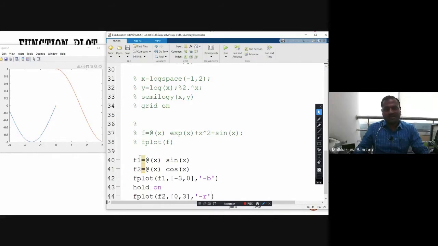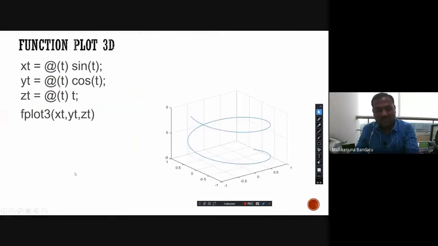And if you want to increase the size or take different fonts, you can also change the font. So this is how you draw a function directly using the syntax fplot. Next, let us move to the next one.